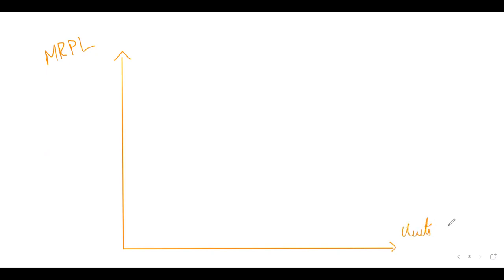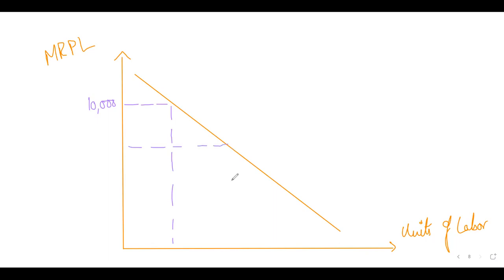Now think about this. When you plot these values on a graph, it will look like a normal downsloping curve like this. Now, taking some values here, the first person was generating a revenue of 10,000 rupees for the firm. We know this through the calculation that we just did. The second person is generating a revenue of 7,500 rupees, and similarly the third and the fourth and so on. Is this making sense?